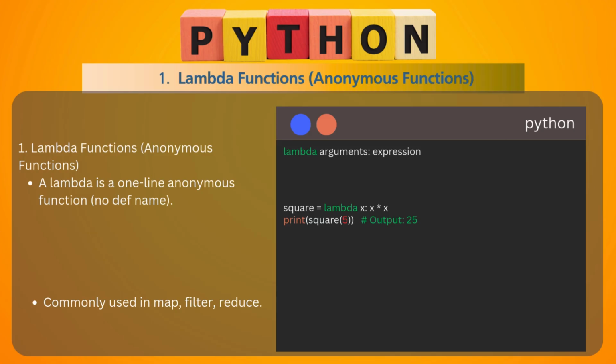Lambda function is an anonymous function. A lambda is a one-line anonymous function. No function name will be included. See, here you can see the example: square = lambda x: x * x. So, print square is a variable. Within brackets, if you put 5, then it calculates the multiplication of that number by the same number. That is 5 into 5, 25.